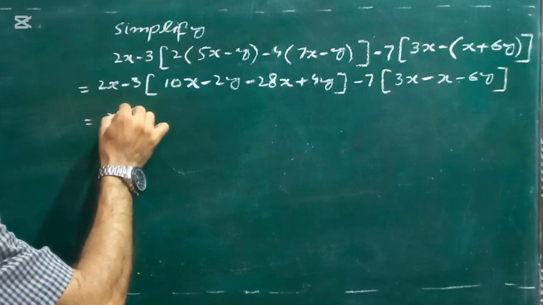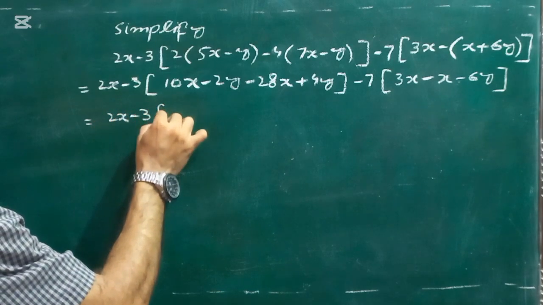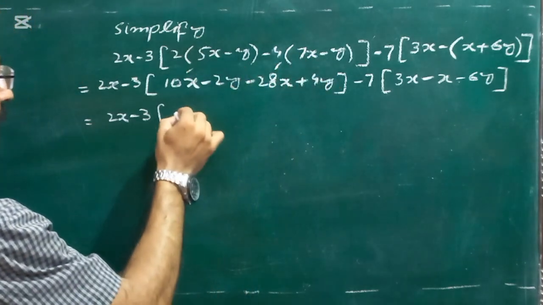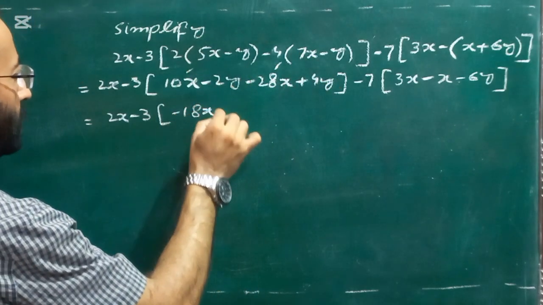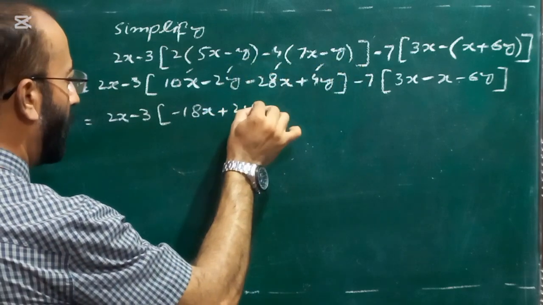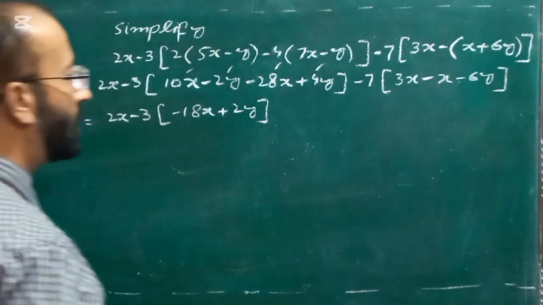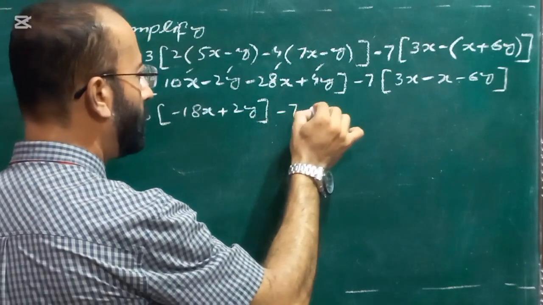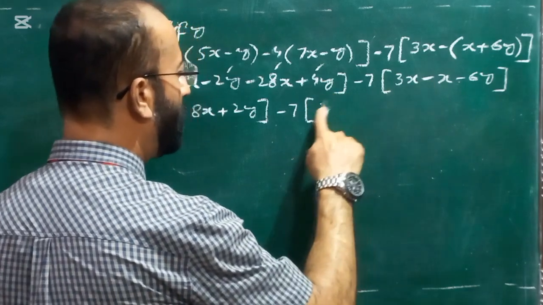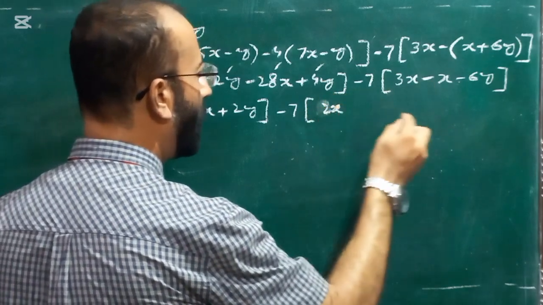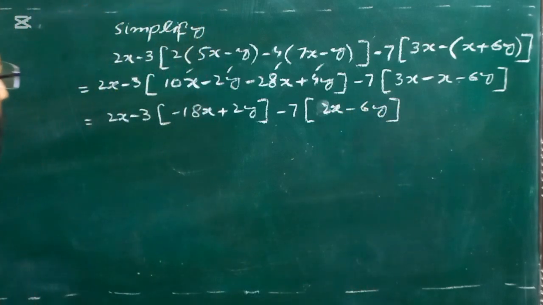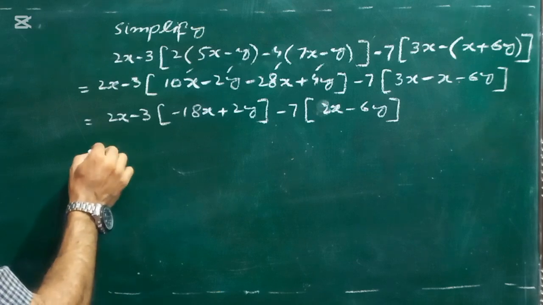Okay, do another step. So 2x minus 3, the things will be more easy for you. Then 10x minus 28x will be minus 18x, minus 2y plus 4y will be plus 2y. Capital bracket close. Minus 7 into 3x, sorry, 3x minus x will be 2x, minus 6y will be there, capital bracket close. Okay, at this stage, now we will open the capital bracket.